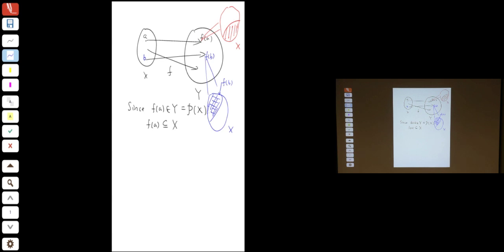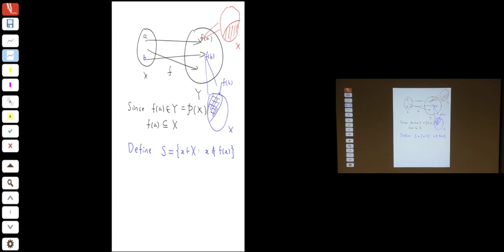Now I'm going to construct this strange set, which has a flavor of paradox. So now I define the strange set S. I use small x in capital X, such that the small x is not in f(x). I will show you the line on the slides in a moment. So I'm going to define a set like this.